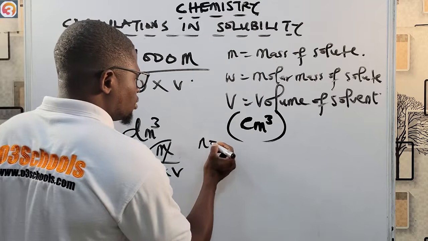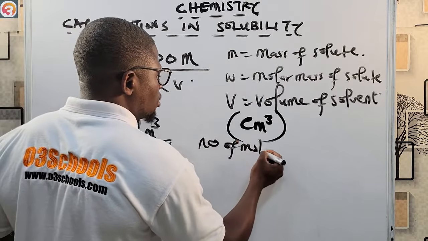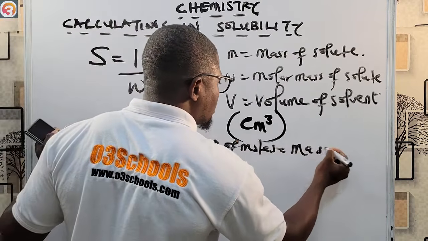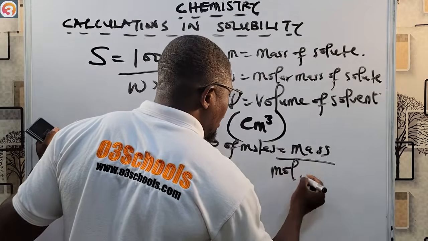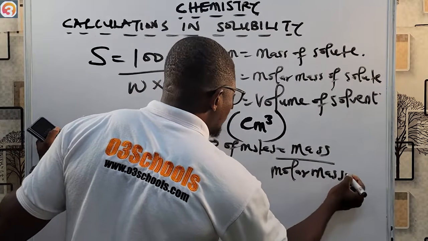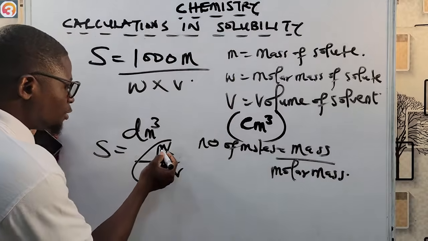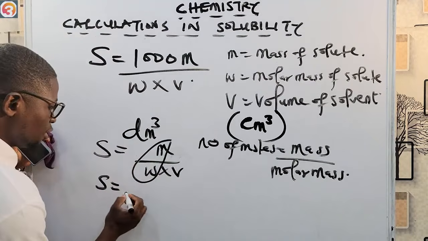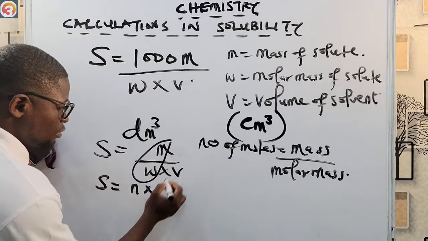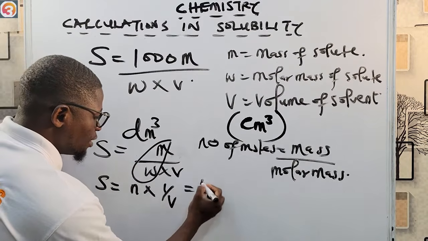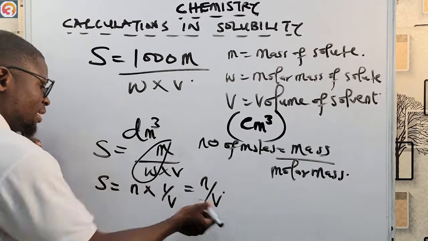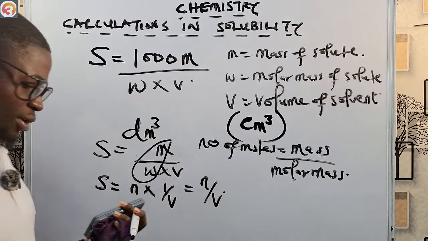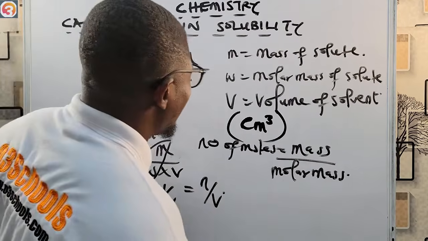Number of moles is mass over molar mass. Because of this, we can replace mass over molar mass with n. So solubility is n times 1 over V, which is n over V. So solubility is also n over V. These are some of the things we did in the last class.